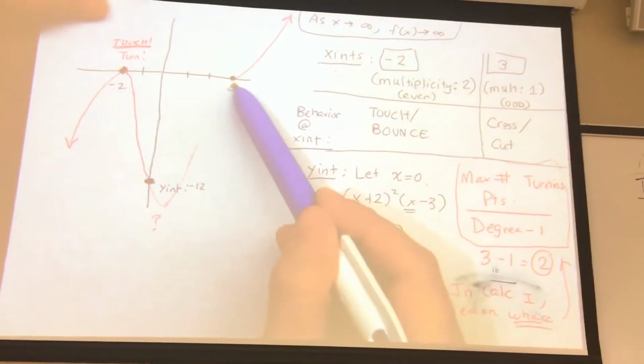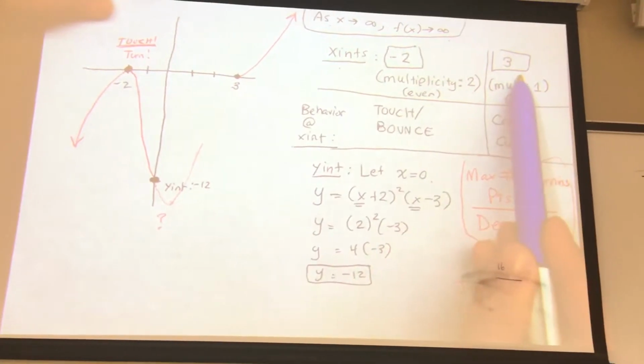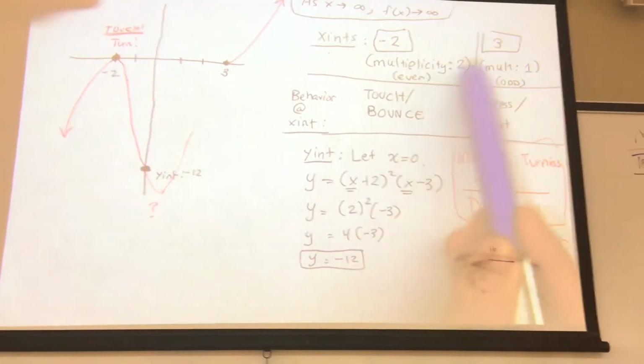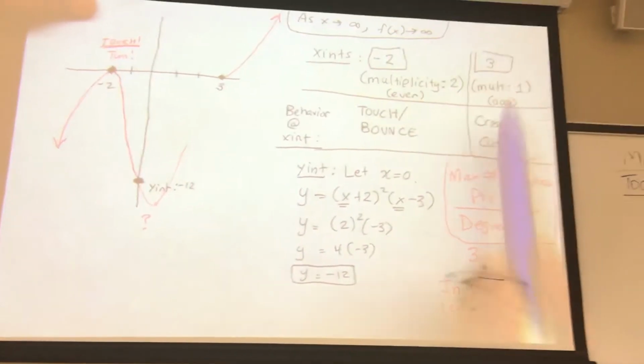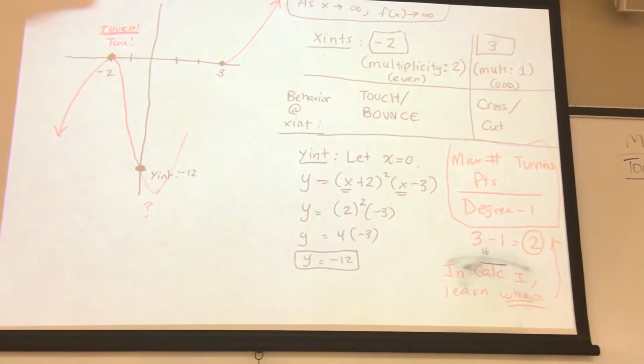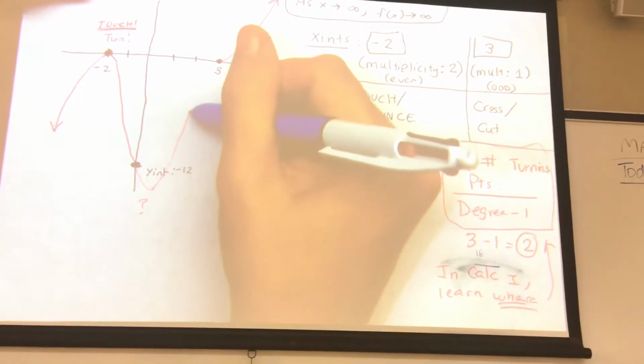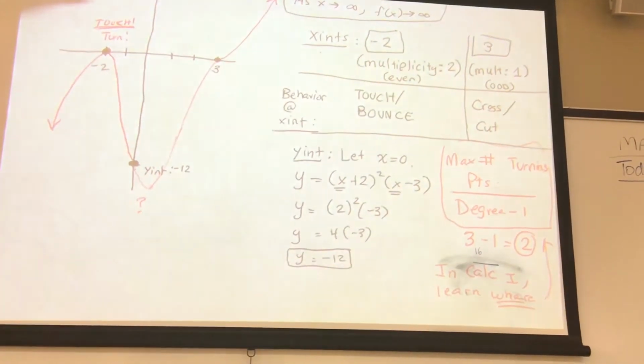But what's going to happen as I get to this x-intercept, 3? Am I going to just touch it and turn around, or go through the x-axis? I have to go through the x-axis because its multiplicity came from the factor that had 1 as its multiplicity. So I come up to it, and I cross.